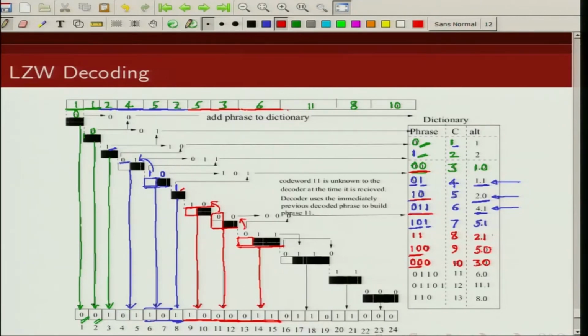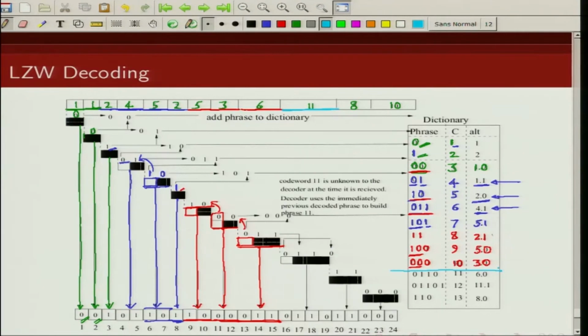Alright. Next, 11. Where is 11? I don't have 11 in my dictionary. What should I do now? My dictionary is only up to 10 now. So how do I decode 11?